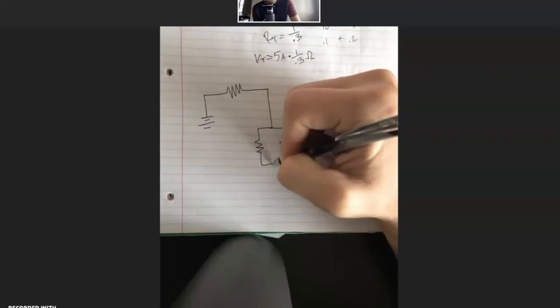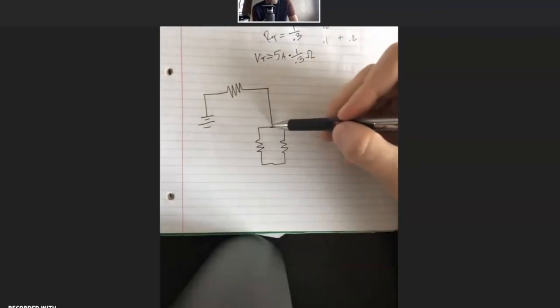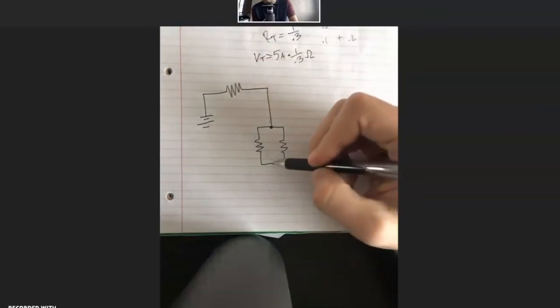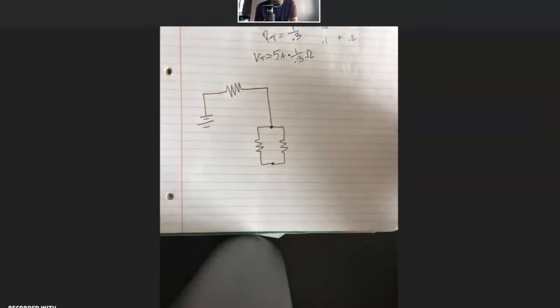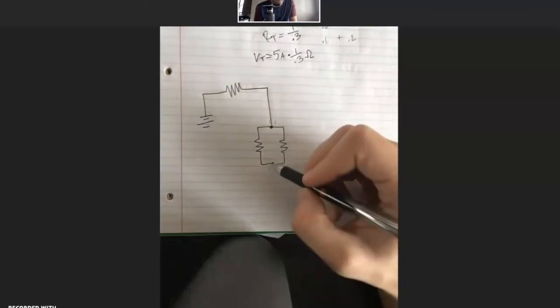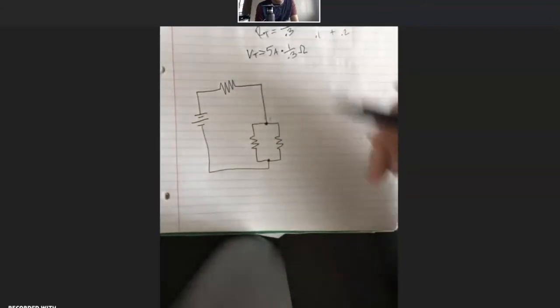So reminder, when you're drawing out circuits, if you have wires that are connected, a point of connection, you need to make a little dot. That is the proper way of drawing a circuit to show that these wires are connected. Otherwise, people may assume that they're just crossing over each other and not actually connected to each other. All right, there we go.